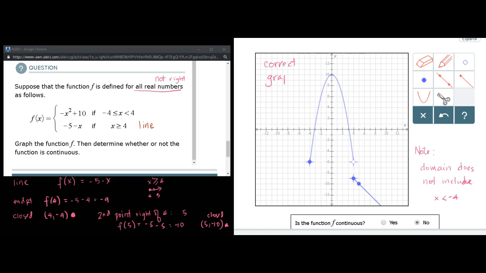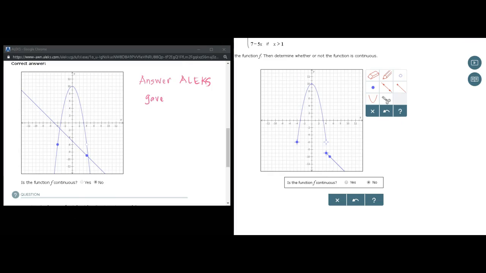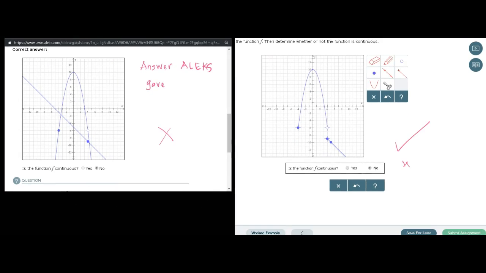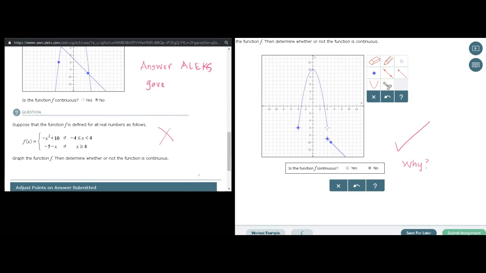So the question wasn't properly presented. The answer that ALEKS gave is not correct. This is not even the graph of a function because it fails the vertical line test. It was incorrect because the function was not properly defined. It did not cover values of x to the left of -4.